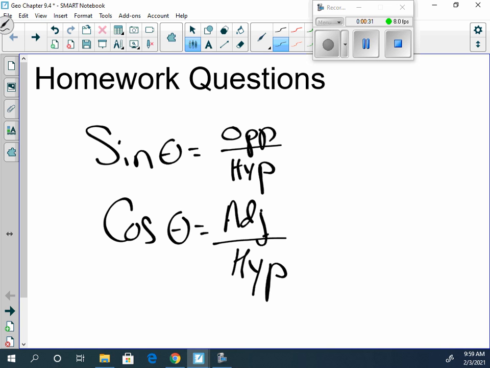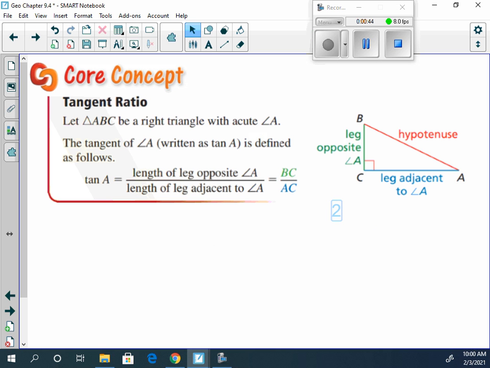you notice that there's 3 of them, because there's sine, cosine, and tangent. Tangent is the other trigonometric function we are going to look at. Now, tangent is a little bit different, because tangent is going to be opposite over adjacent. Tangent is opposite over adjacent. So the opposite side length over the adjacent.